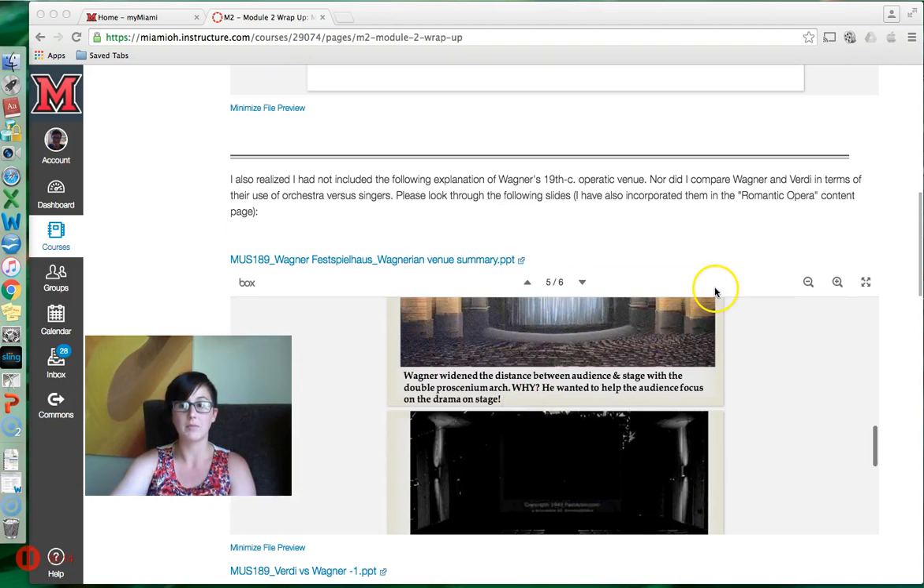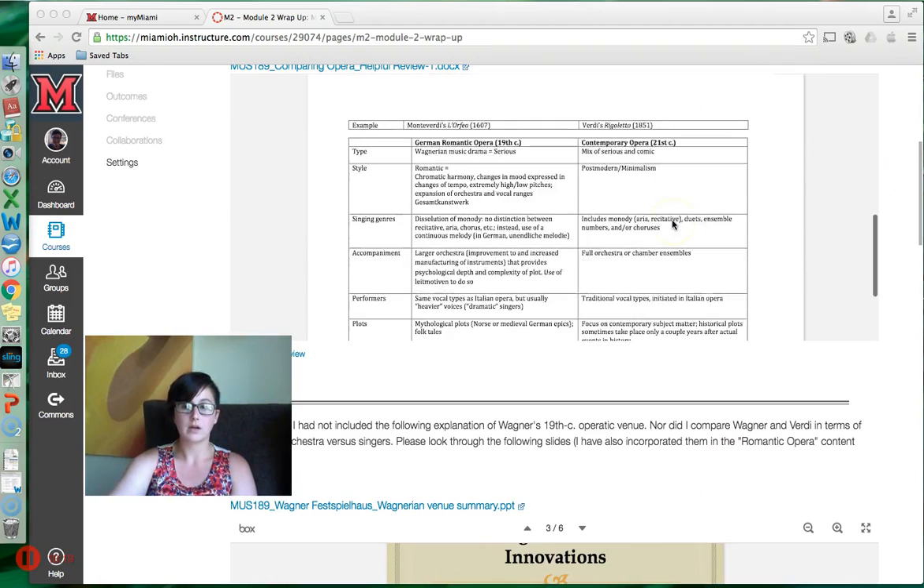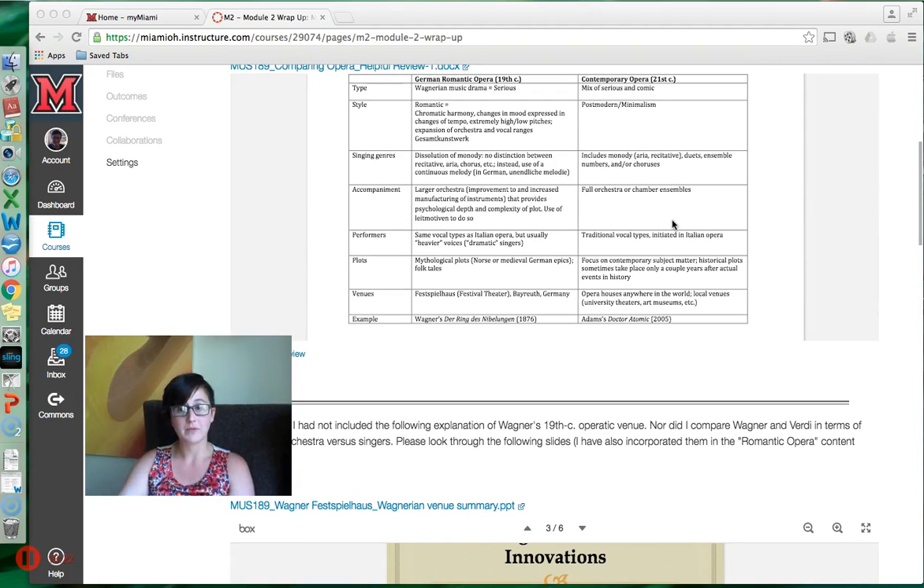All right, so going back up to our chart here, you had one more column, and that was of contemporary opera. Contemporary opera is a pretty huge topic, so I decided to focus specifically on postmodernism and minimalism of the turn of the 21st century. You'll note that in terms of type, it could be a mix of serious and/or comic opera. Postmodernism and minimalism is just one style that you focused on with John Adams's Dr. Atomic.